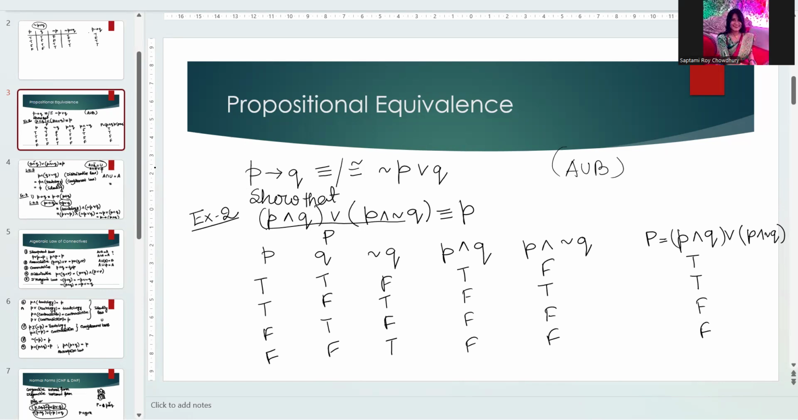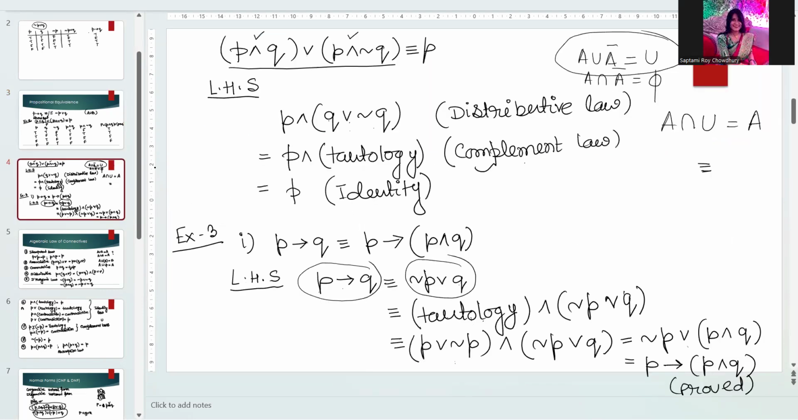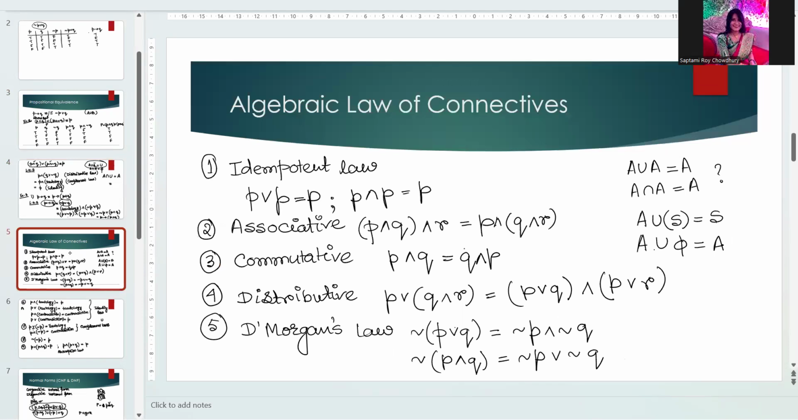There is another method also, where we use some properties. So first we go to the algebraic laws of the connectives, then we solve the previous slide. What are the algebraic laws of connectives?